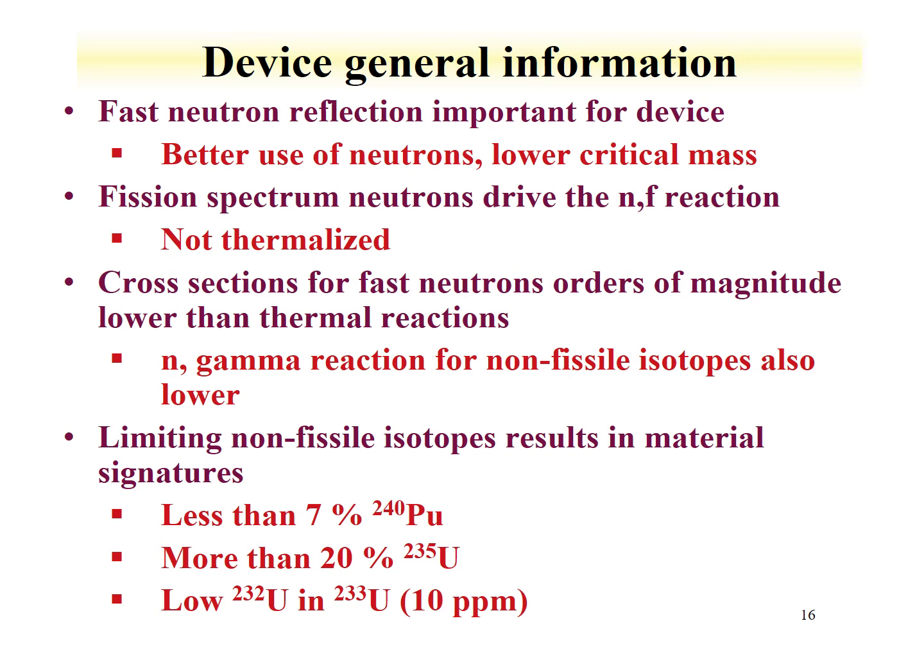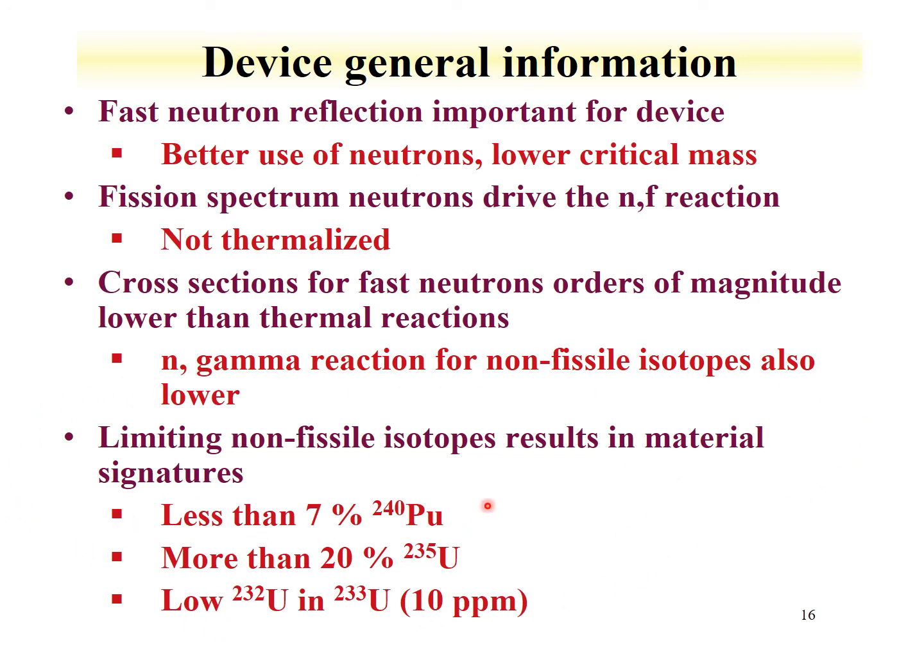Remember that the neutrons have an energy of about 1 MeV in a device. The cross sections for fast neutrons are orders of magnitude lower than for thermal neutrons. Remember when we talked about the fission process for uranium-235, we saw that the thermal neutrons had a much larger cross section. So within material, you tend to have limiting non-fissile isotopes that provide signatures.